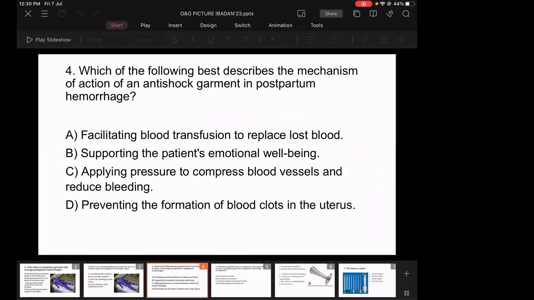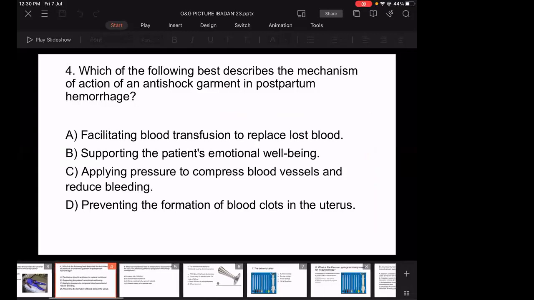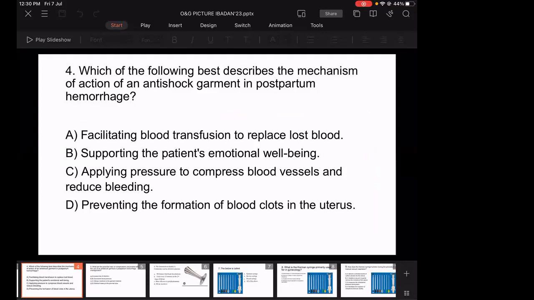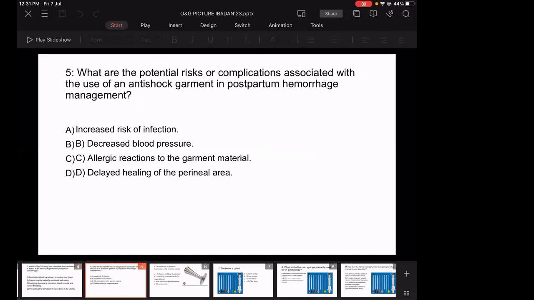Then question 4, which of the following best describes the mechanism of action of an anti-shock garment in postpartum hemorrhage? A, facilitating blood transfusion to replace lost blood. B, supporting the patient's emotional well-being. C, applying pressure to compress blood vessels and reduce bleeding. D, preventing the formation of blood clots in the uterus. We've already answered a similar question. So what do you think is the answer here? C, applying pressure to compress the blood vessels. Yes, that is correct.